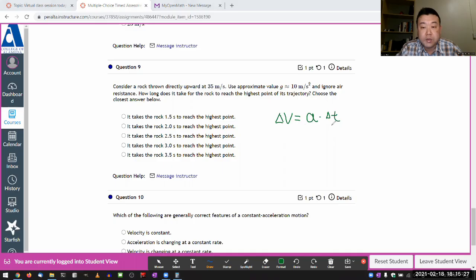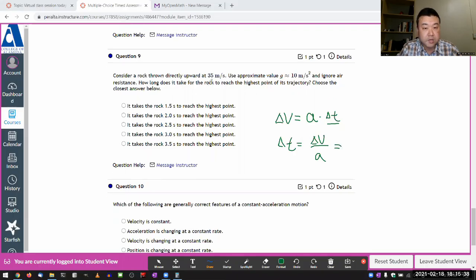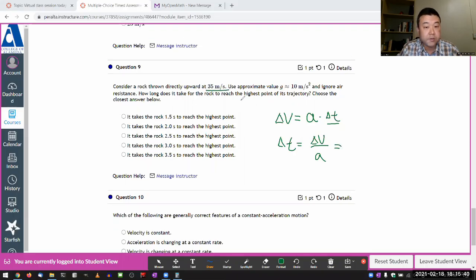So I'm looking for duration of time. Duration of time is equal to change in velocity divided by acceleration. I'm looking at these numbers. My velocity is going to change from 35 meters per second to, at the highest point, 0. It's something that I hope you remember from your reading.